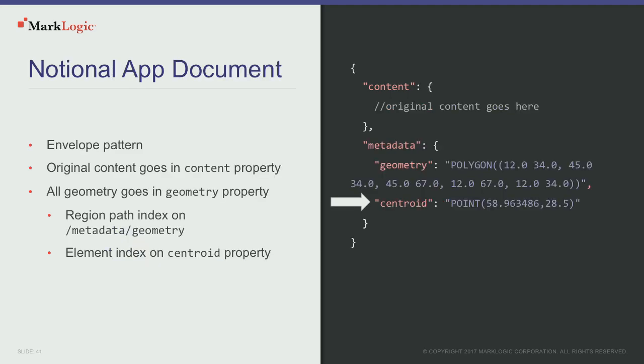So now here's our notional app document. We have our geometry property, but now we need a centroid point, right? So if I have a polygon, I don't want to search over the points in the polygon, I want to search over the centroid. So we have an operation for that called CTS approximate center. I think that was on the previous slide. That will help generate that. So now I'm adding another piece of metadata, and I'm putting an element index on there to drive that heat map.